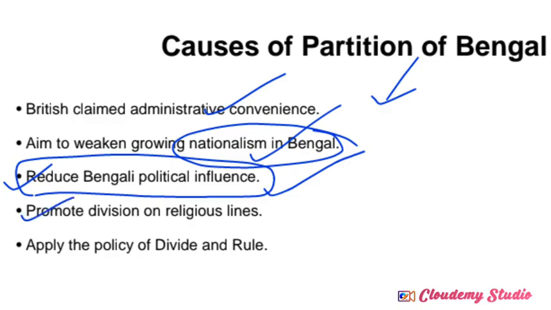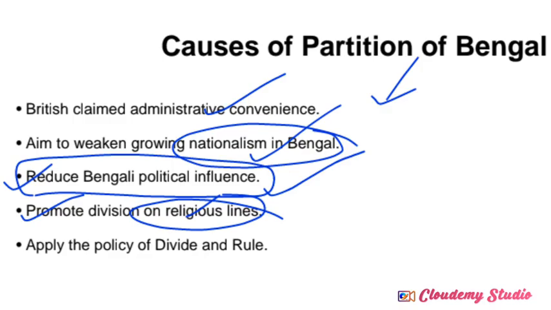So next one, promote division on religious lines. See, this division of Bengal, how they divided it, means based on the religious line. Some part of Bengal was reserved for the Hindus and some part of Bengal reserved for the Muslims at that time. So based on that religion-based division, they planned to divide Bengal.